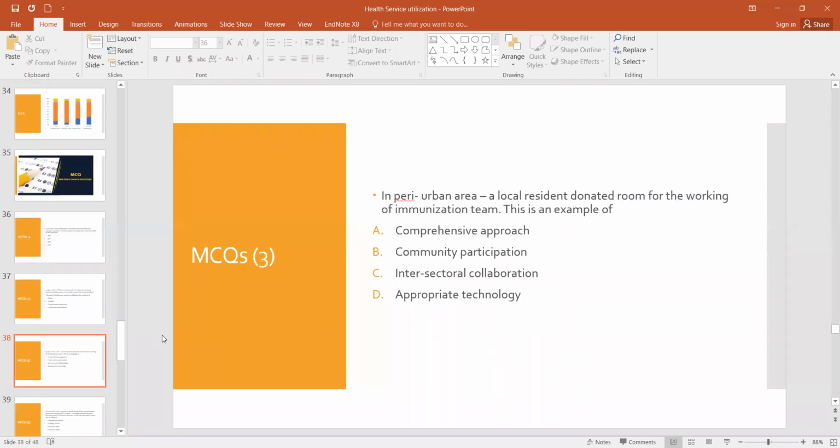In a peri-urban area, a local resident donated a room for the working of an immunization team. This is an example of comprehensive approach, community participation, intersectoral collaboration, or appropriate technology. Yes, B, the community participation.